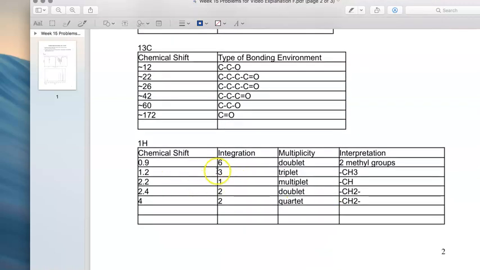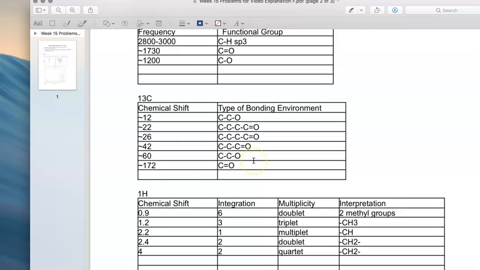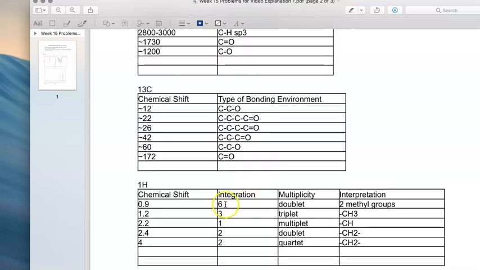Here is our HNMR. So our chemical shifts were approximately at 0.9, 1.2, 2.2, 2.4, and 4 parts per million. The integration is what I labeled with the 6 hydrogens, so it's telling you how many hydrogens are in that group. So we have 5 groups. And then the doublet is telling us how many neighboring hydrogens they have. And then these are the interpretation of the groups that they are associated with.